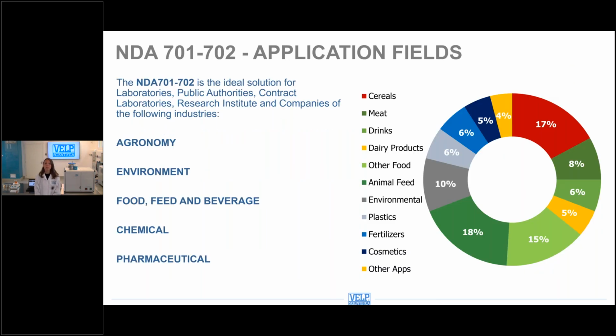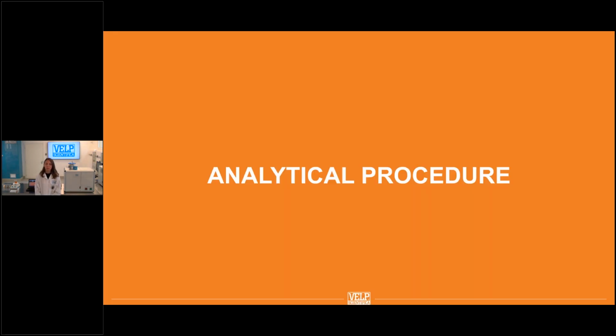So, which are the application fields of Velp elemental analyzers? As we can see from this chart, the main application field is food and feed determination, especially for cereals, feed for animals and dairy products, both for R&D and quality controls. We have also application fields in the environmental, pharmaceutical and chemical ones. Now I will leave the word to my colleague Matteo Bassani, who will introduce you to the working principle of Velp NDA 701 and 702. Thank you.